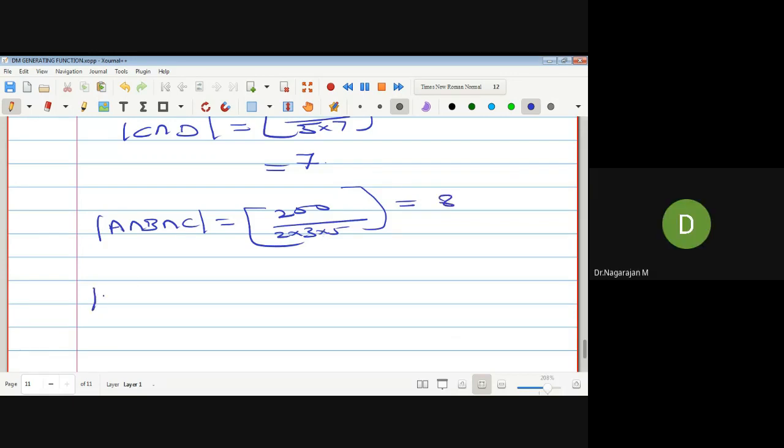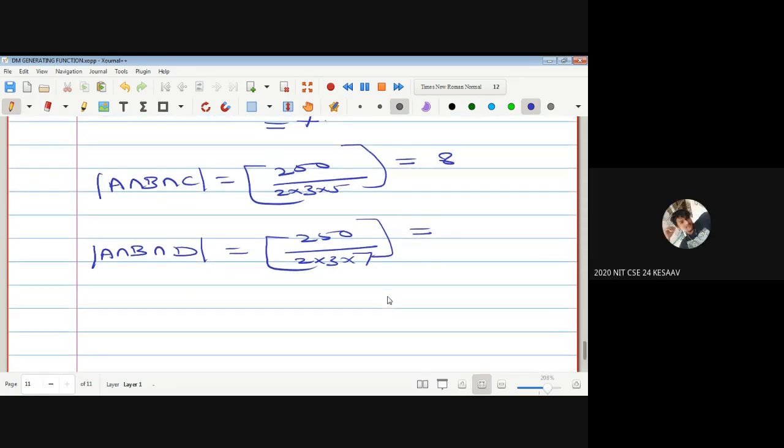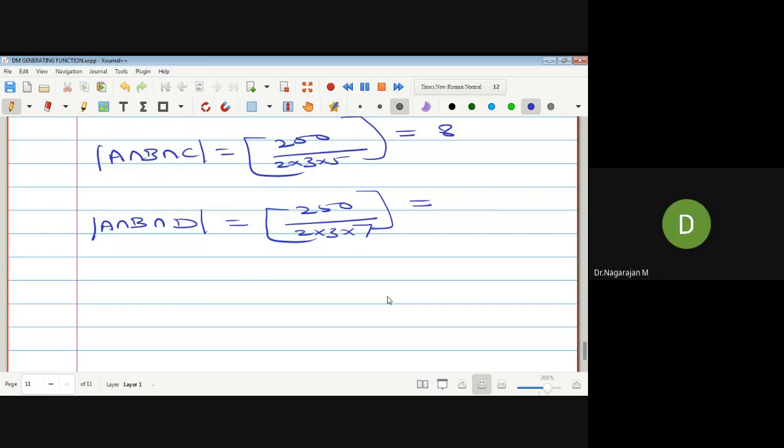Next, A intersection B intersection D. That is equal to 250 divided by 2 into 3 into 7. That is equal to 6 into 7, 42. Sir, 42. What is the end result? 250 divided by 42. 5.9, yes sir. 5.9 means we use only 5.